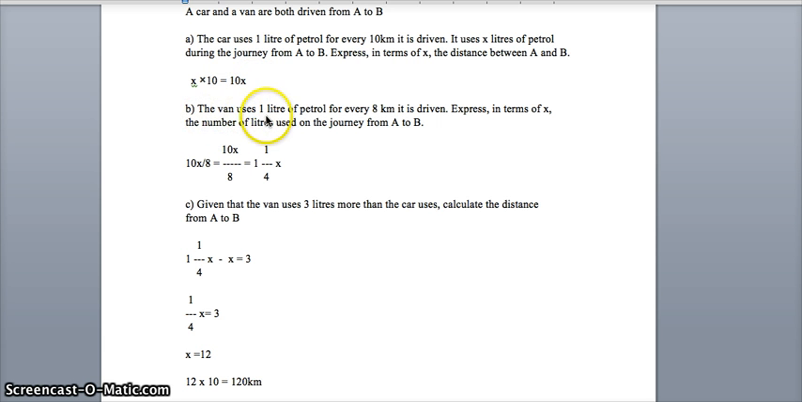The van uses 1 liter of petrol for every 8 km driven. Expressed in terms of x, the number of liters used on the journey from A to B.